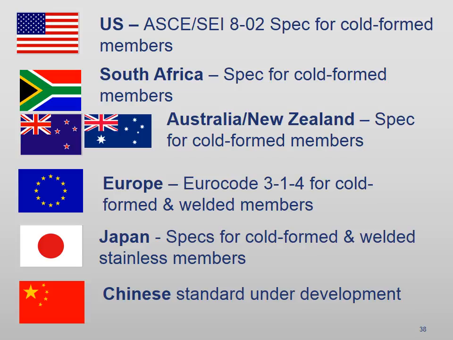And in Europe, we work to Eurocodes now. Eurocode 3 is the steel design Eurocode, and part 1.4 is for stainless steel. Now that has a wider scope. That covers cold-formed as well as welded and hot-rolled members. In Japan, for some time now, they've had specifications for cold-formed and welded stainless members, and they are now preparing one for civil engineering structures, including rebar. And finally, in China, there is a standard shortly to be released which covers, I think, cold-formed and welded members.